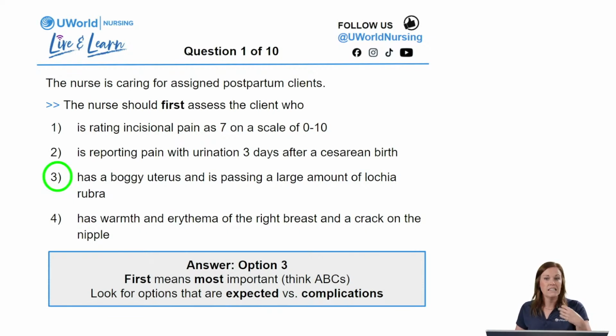For this topic specifically, lochia rubra is bright red blood, and it's expected to last at least 3 to 4 days following delivery, but that amount should be decreasing. A client with a boggy uterus, meaning it's not contracting, and large amounts of bright red blood is at risk for secondary postpartum hemorrhage and should be assessed immediately.